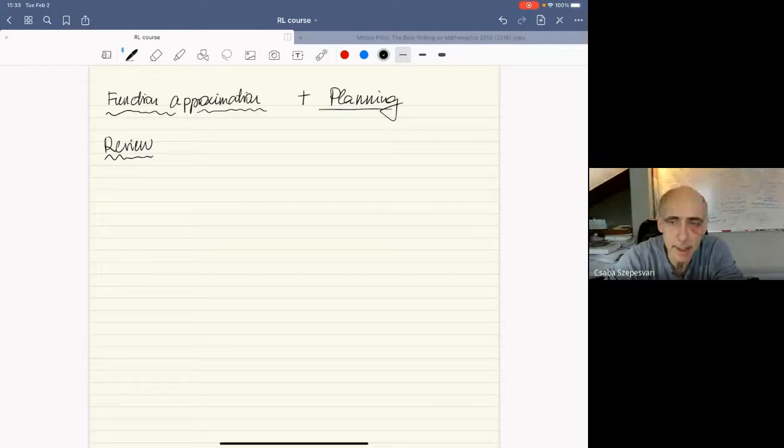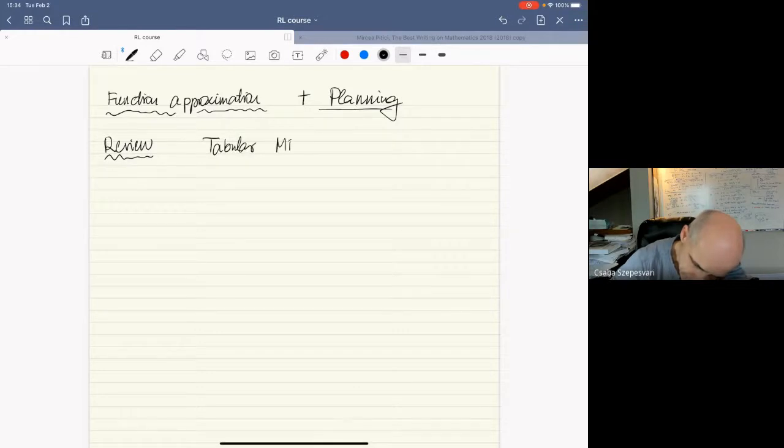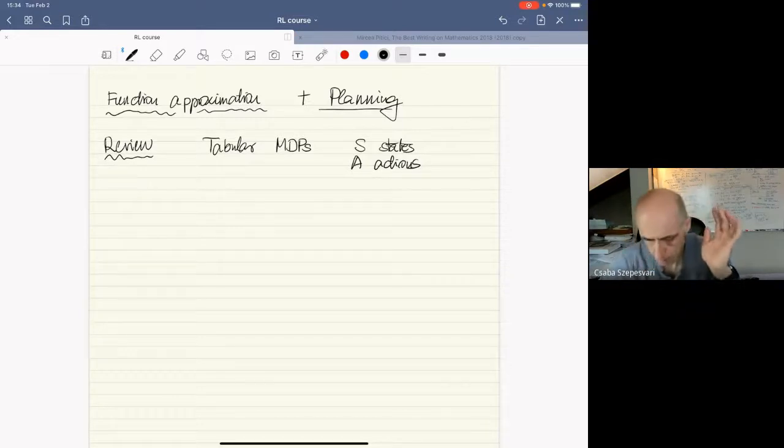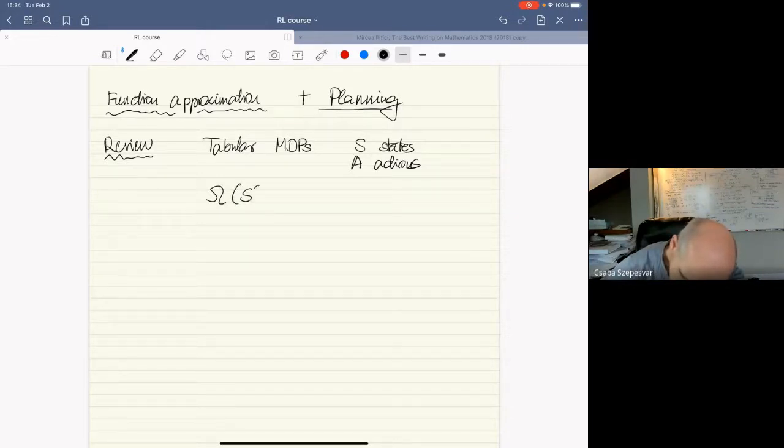So we started with tabular MDPs, where we have seen that if you have S states, A actions, and you demand that a planner gives you a policy over all states, then no planner will be able to get the job done with a compute time that's less than S squared or S squared times A. And the problem is that S is big. So we don't like this.